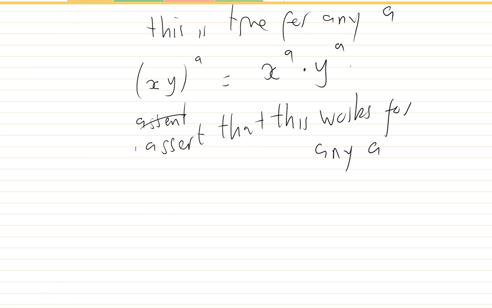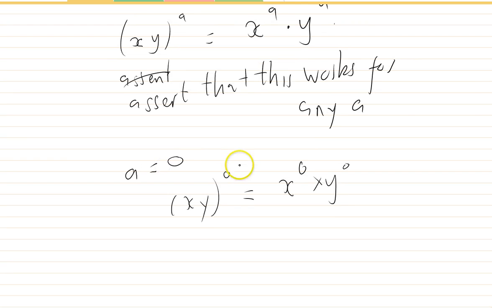I'm going to put a equals, well, let's try 0, so I guess it's the easiest. So what we're saying is that xy to the power 0 equals x to the 0 times y to the 0. We know that anything to the power 0 equals 1. So what this is saying is that 1 equals 1 times 1. Well, of course it does. So that checks out.